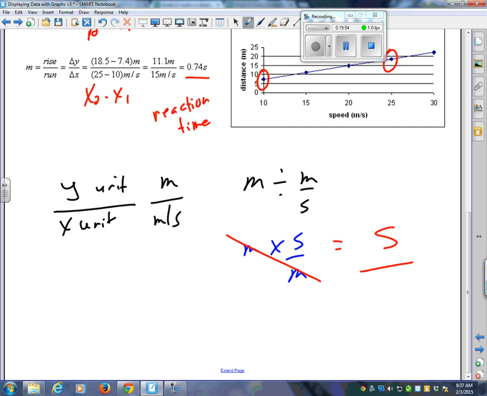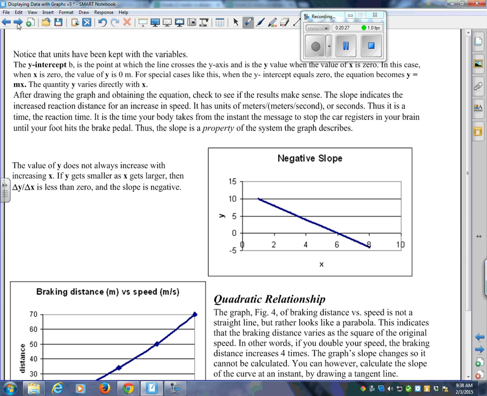Will the slope always have a unit? Yes. Because the slope has meaning. In math, it's just some arbitrary number that nobody cares about. In science, we care about it. What does it mean? I will expect you to know what the slope means. One way to figure it out is to figure out what the units are for it. It's going to be the y unit divided by the x unit. Seconds. 0.74 seconds. It is the reaction time. That's what they're talking about on that next page there, right there. Okay? The slope is a property of the system, the slope always has a meaning.